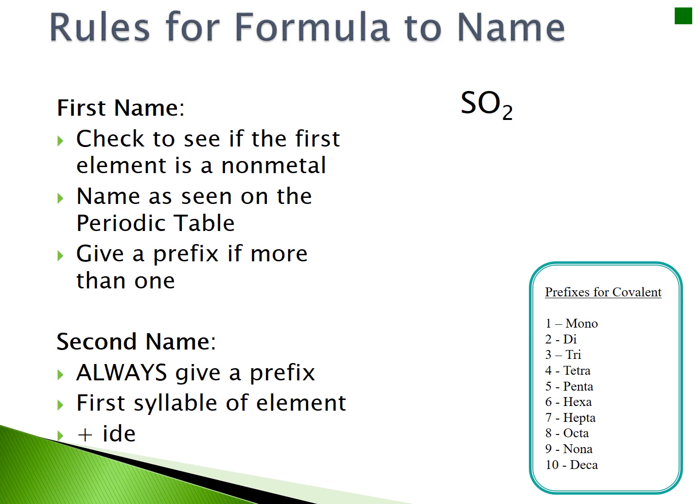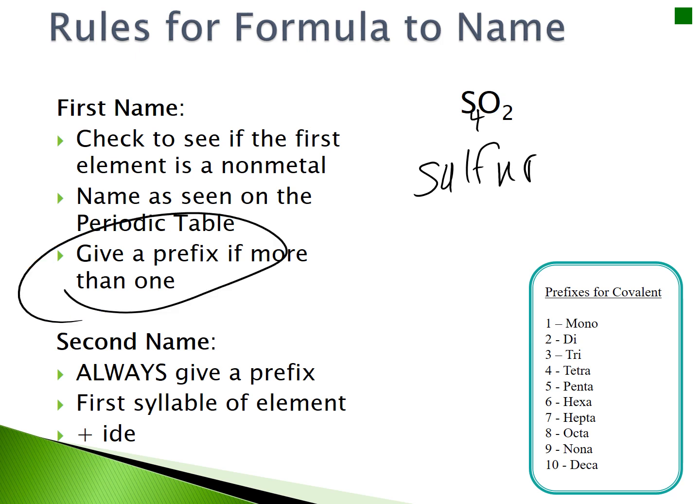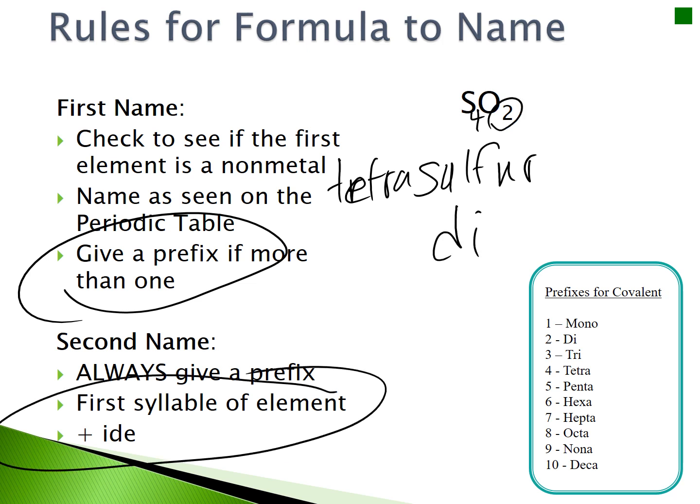SO2. Check to see if the first element is a nonmetal. It is. I'm actually going to change this up a little bit. I'm going to make this S4O2. It doesn't exist, but we're going to do it anyway. Check to see if the first element is a nonmetal. It is. The name is seen on the periodic table, so we're talking about sulfur. Give a prefix if more than 1. There's 4, I just changed it, so you're going to give a prefix of tetra. So it's tetrasulfur so far. Second name, always give a prefix. We're talking about 2, so it's di. Then the first syllable of the element plus ide, so we're talking about oxide.